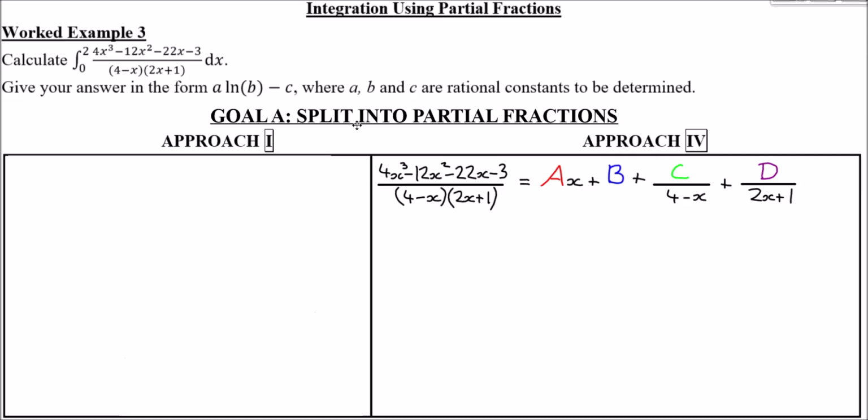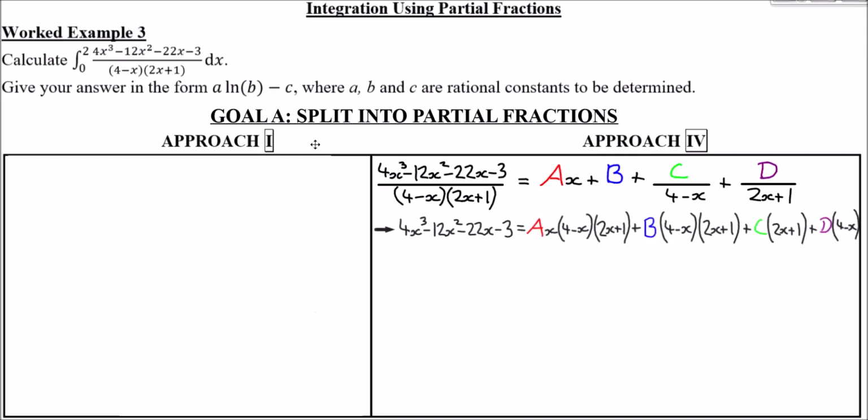Now if we multiply both sides by 4 minus x, 2x plus 1, we get that 4x cubed minus 12x squared minus 22x minus 3 must be ax plus b, brackets 4 minus x, brackets 2x plus 1, plus c, brackets 2x plus 1, plus d, brackets 4 minus x.